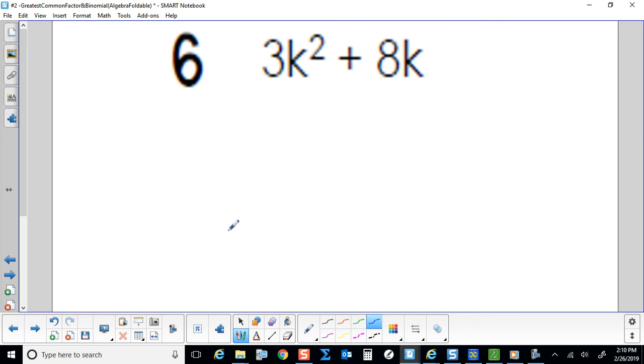Go ahead and try number 6. All right, for number 6, 3 and 8 do not have a common factor. K squared and K do. I can divide a k into each of those. Remember, the variable with the smallest exponent. So I can factor out a k.